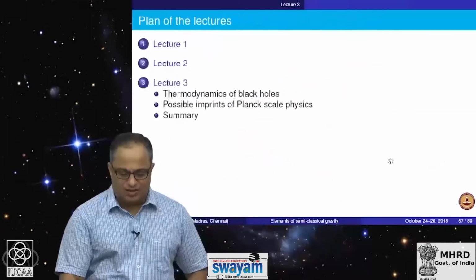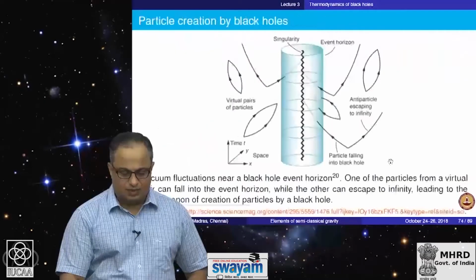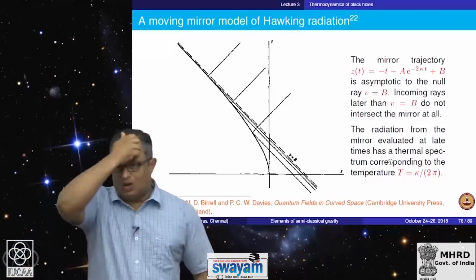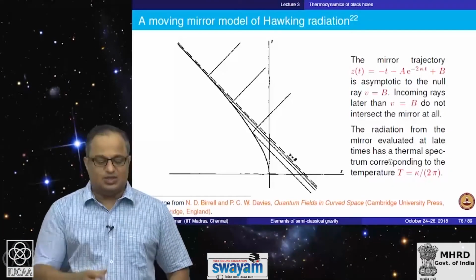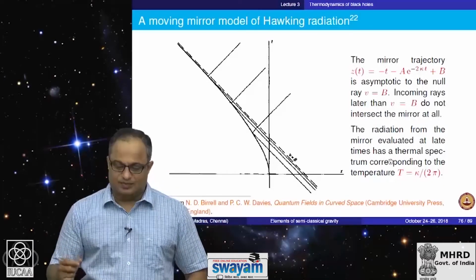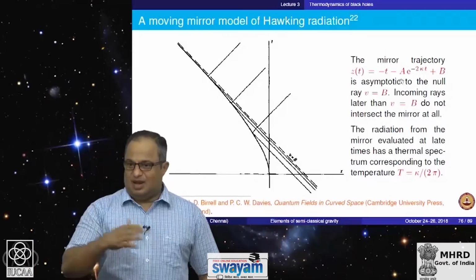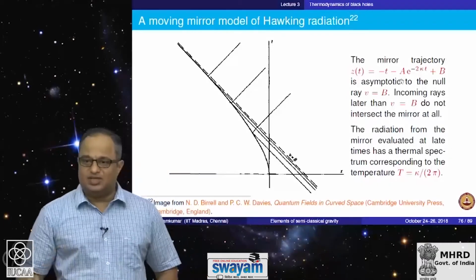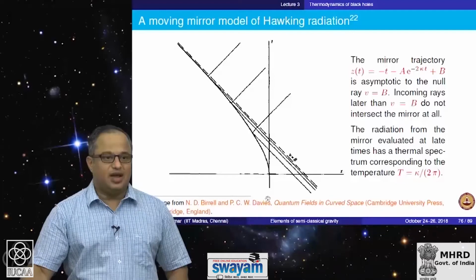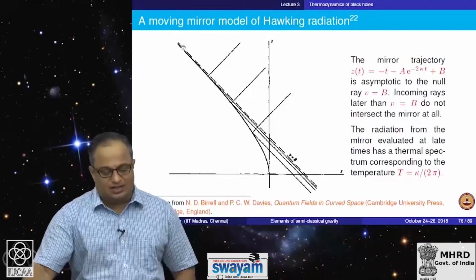I will come back to Hawking radiation. There is a nice simple way of understanding Hawking radiation, and this is with the help of the moving mirror model that I have already introduced you to. So, now consider a mirror trajectory. Earlier we had considered an arbitrary trajectory. Let us consider a specific trajectory where it is static at very early times, as we had discussed in the previous lecture, and it accelerates asymptotically.